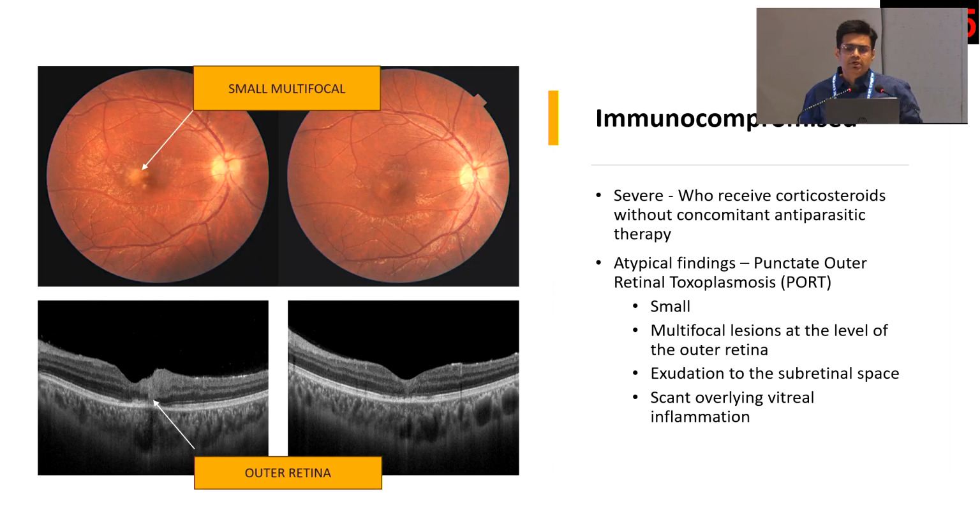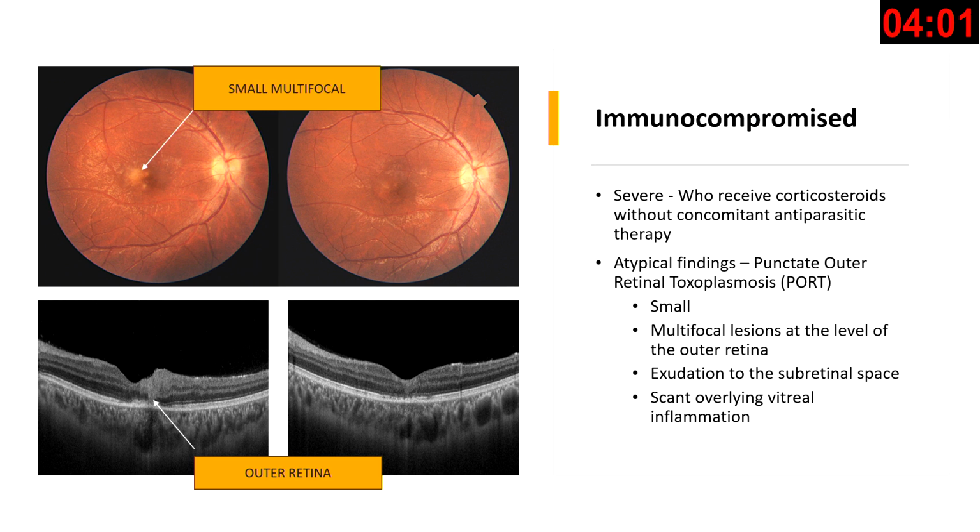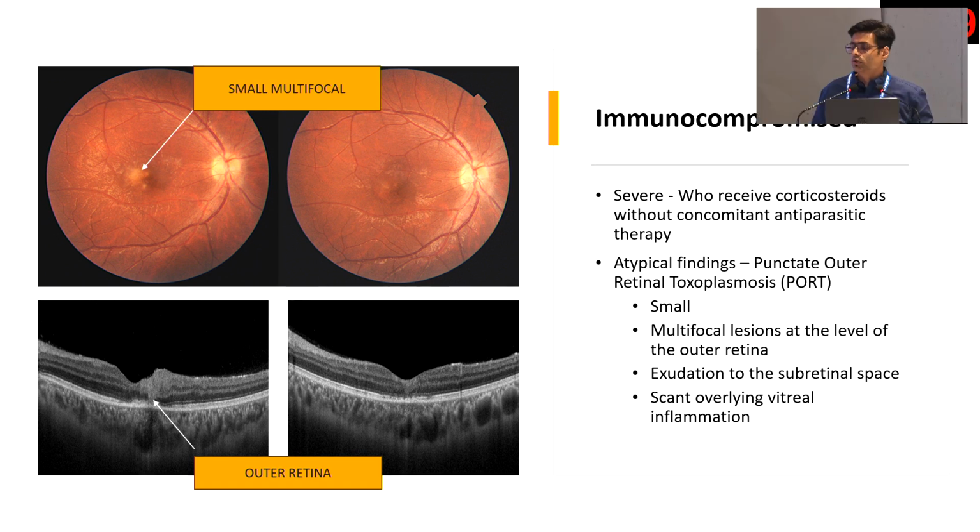Another form of atypical is the punctate outer retinal toxoplasmosis, in which you get these deeper lesions, and that is the reason why they look a little bit more yellowish, because as we said, as you go down the retina and more towards the choroid, the lesions start becoming from white to off-white to more yellowish. And these can be multifocal. Multifocal doesn't mean that they are far apart. They are next to each other, small yellowish dots, and there can also be subretinal exudation.